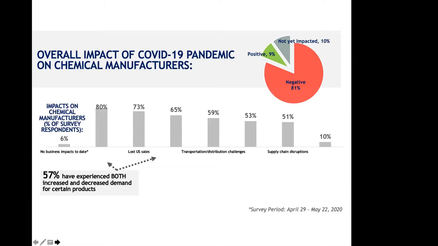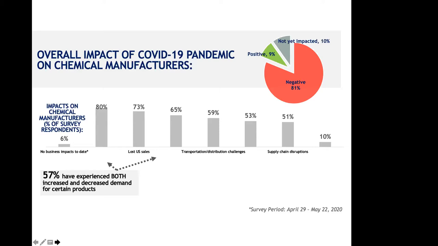Four-fifths said that. Very few said that they weren't impacted. Roughly about 10% faced higher input costs. About half faced supply chain disruptions or lost export sales. About 6 in 10 faced transportation or distribution challenges. Three-quarters lost U.S. sales. There's increased demand for certain products, believe it or not, and there were decreased demand for certain products. And if you combine both of those, 57% of companies experienced both increased and decreased demand for certain products. And I'll give you an example.